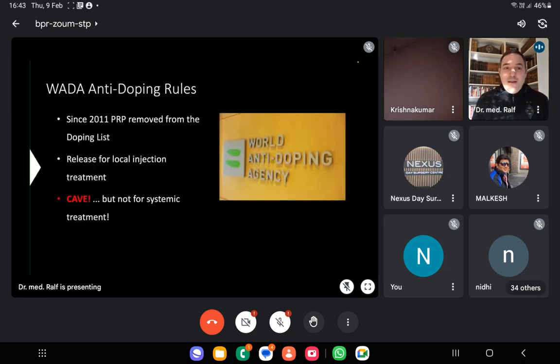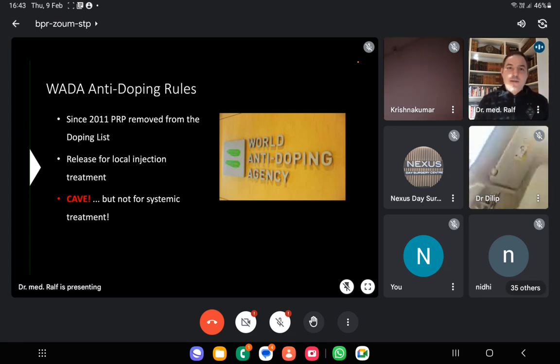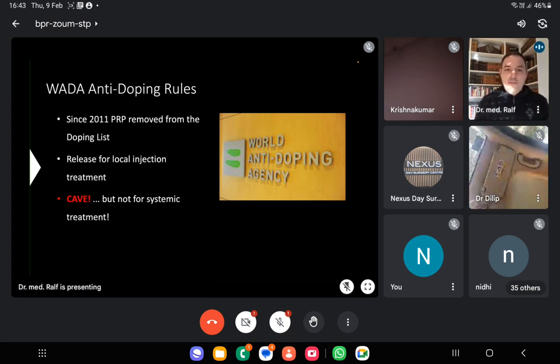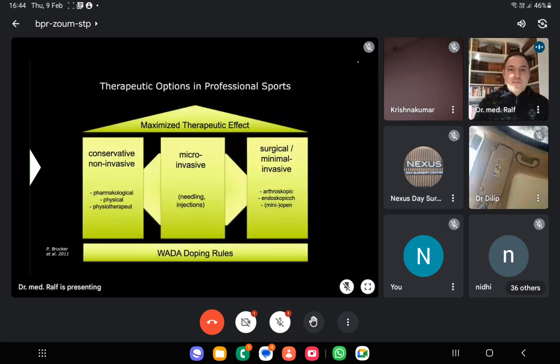And then there's also a big advantage of the blood products, especially the PRP. It was removed from the NADA observation list in 2011. So this means the local use is not forbidden. But be careful, it's not the systemic use. So if you give the blood components back through the vein, then you'll get problems with the NADA code. But for the use that we have in orthopedic sports medicine, the use of little amounts of plasma for local injection is no problem.